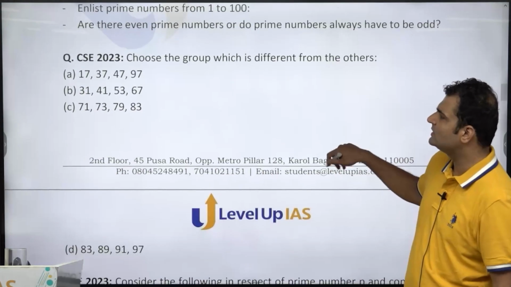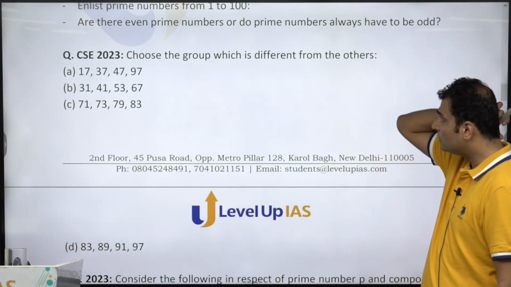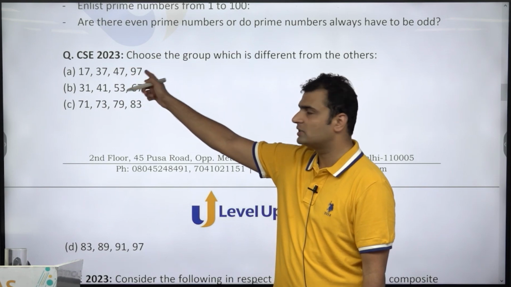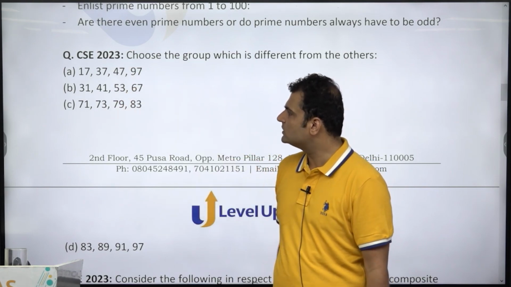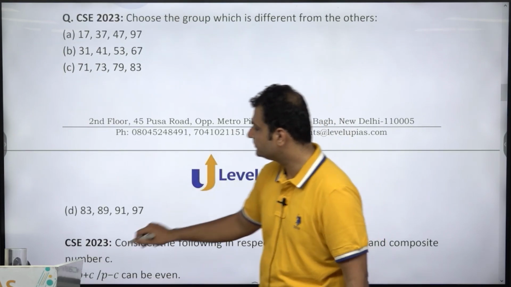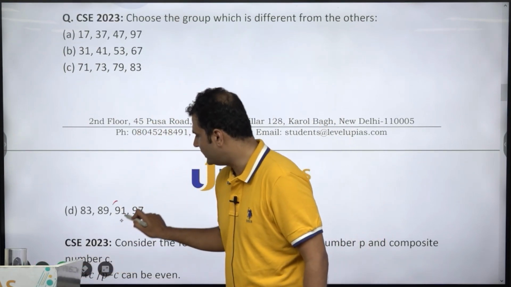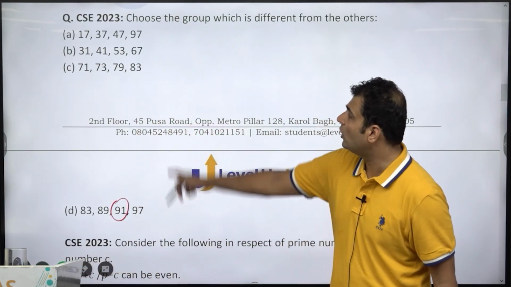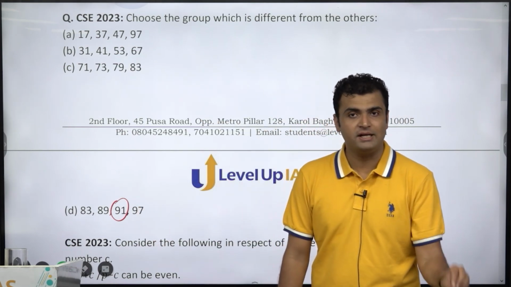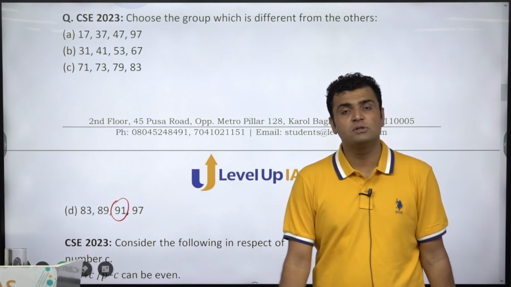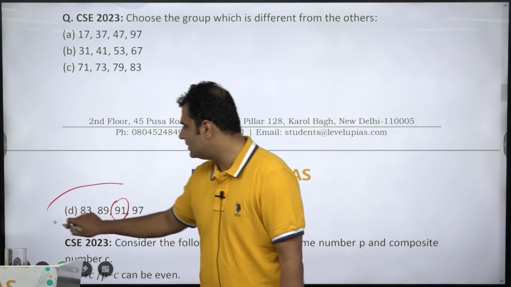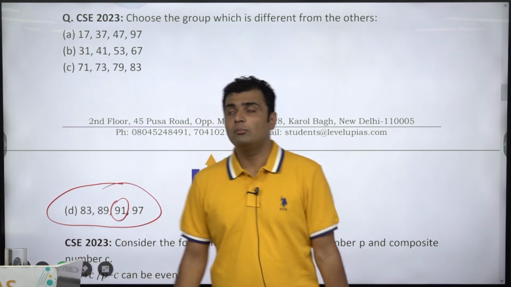Now this question was asked in CSE 2023. Choose a group which is different from others. Now if you observe carefully, 17, 37, 47, 97, and all these numbers clearly are odd and they clearly are prime numbers, except this 91. Except for this 91, all others are prime numbers. This 91 is not a prime because 13 sevens are 91. So it is divisible by 7 and 13. That is why 91 is not a prime number, and option D is hence the odd one among these 4.